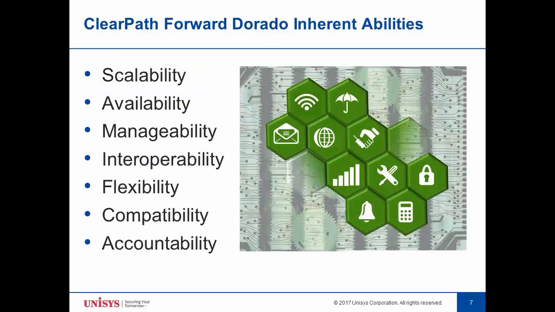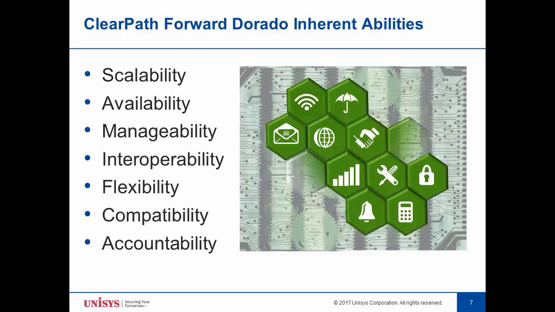These products have been successful because they continue to provide the inherent attributes that our clients have used and have come to rely on within the ClearPath systems: scalability, availability, interoperability, manageability, the flexibility of multiple buying options, compatibility with the previous architectures, and accountability in the delivery of a complete solution from hardware through software. And I'll touch on pretty much all of these attributes as I go through the product introductions today.